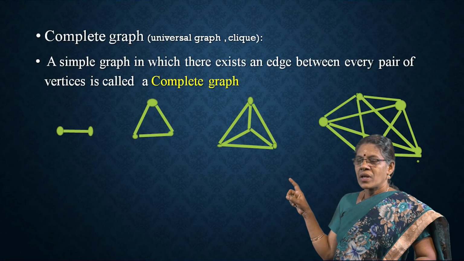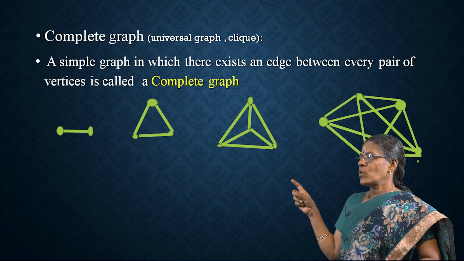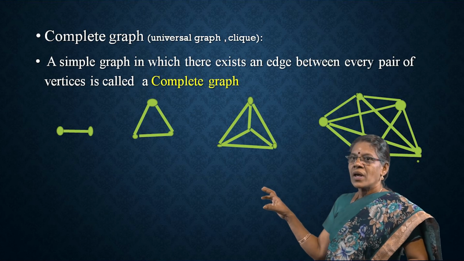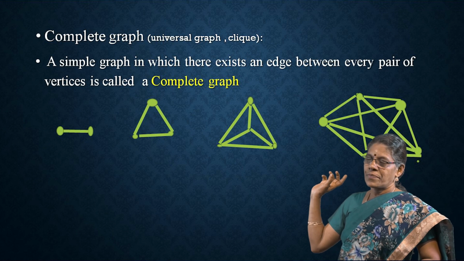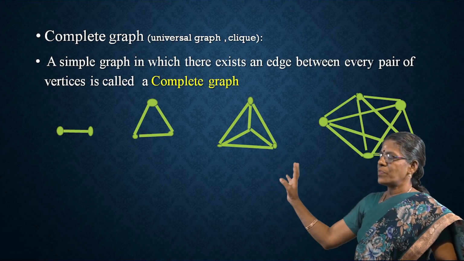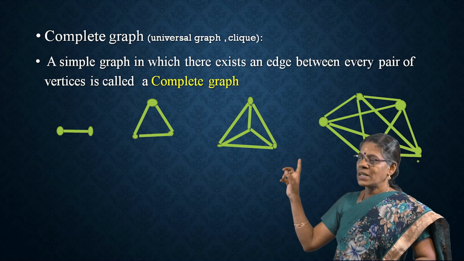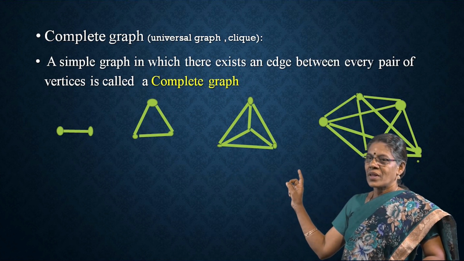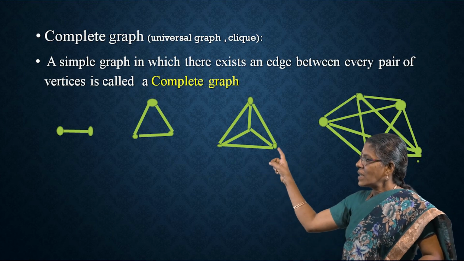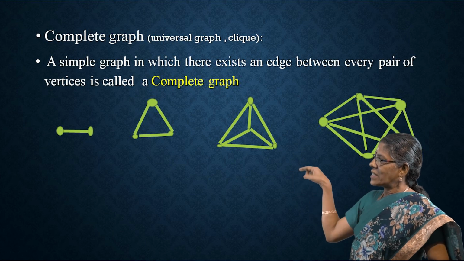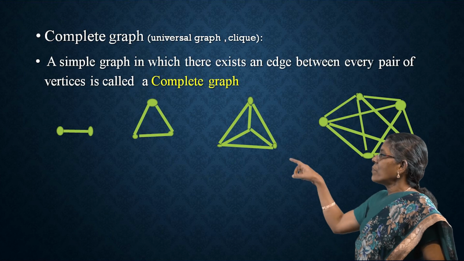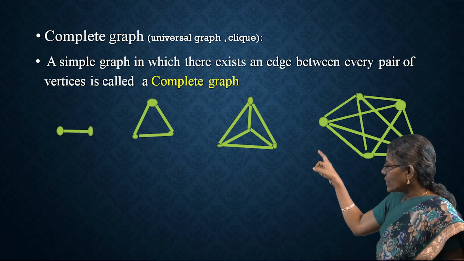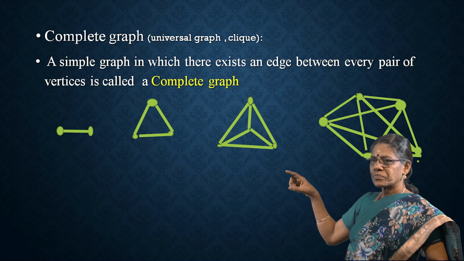Example, complete graph. From this, we go to another concept, the complete graph. What is a complete graph? A simple graph in which there exists an edge between every pair of vertices is called a complete graph. See the example: two vertices, there is an edge between the two vertices, so it is a complete graph. Again, three vertices: all the vertices are connected, so we have an edge between every pair of vertices. So it is a complete graph with three vertices. Next, complete graph with four vertices. Next, complete graph with five vertices.